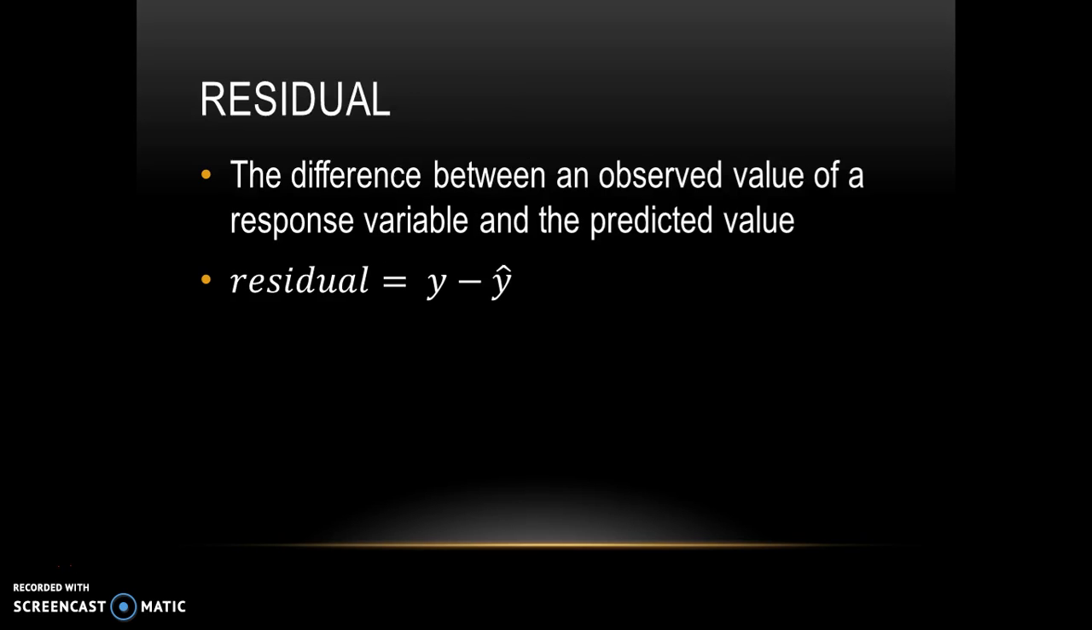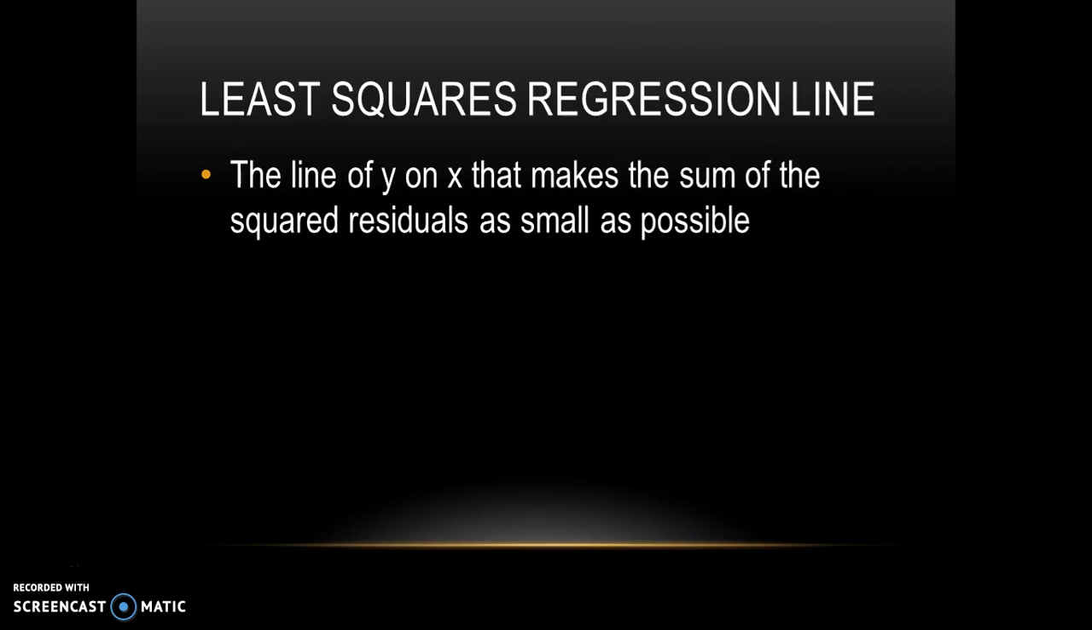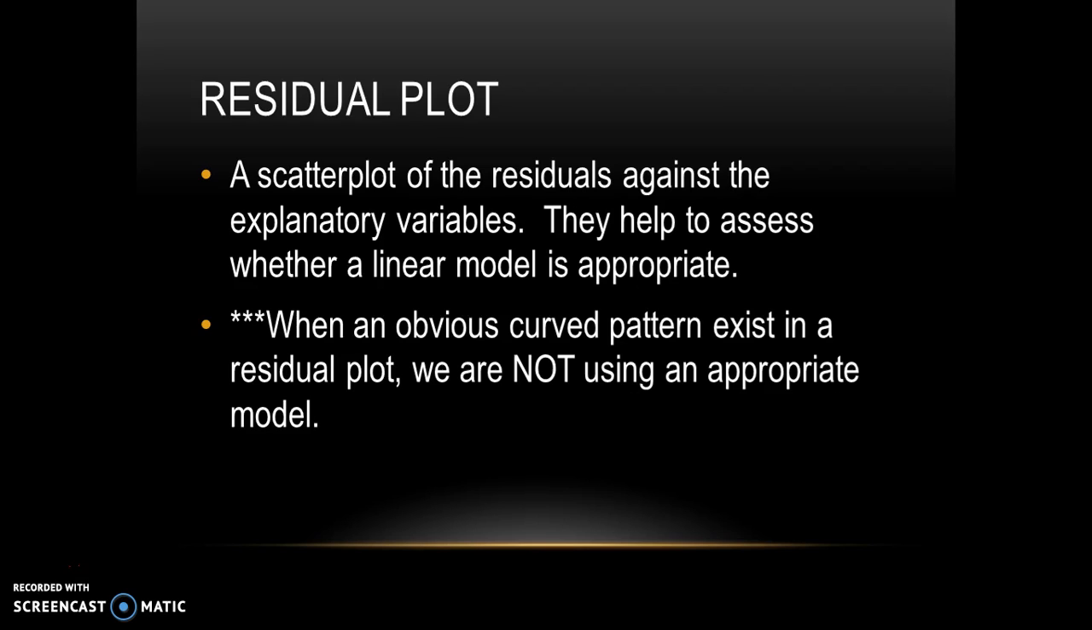Okay. Residual: the difference between an observed value of a response variable and the predicted value. Residual is equal to y minus y hat. So if you are asked for the residual, you would need an actual data point and then the predicted point from your least squares regression line. Your least squares regression line is a line of y on x that makes the sum of the squared residuals as small as possible. You can look at your book and see some examples of all this stuff. I just went through and wrote the book's definitions.